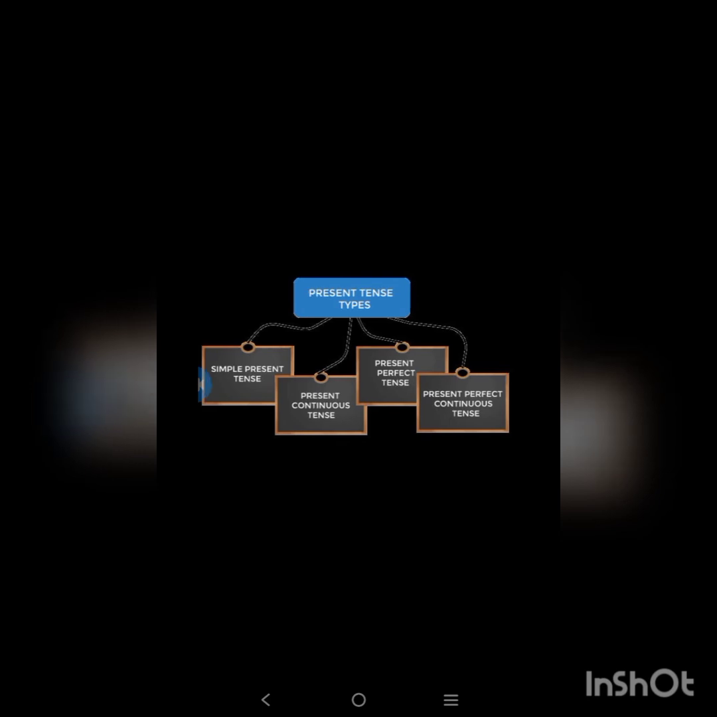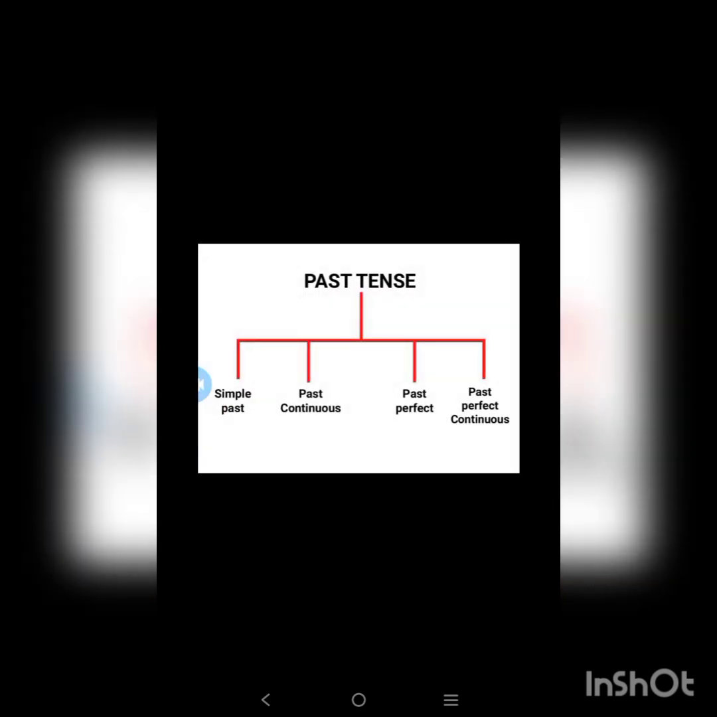Okay, and the next one is past tense, and past tense also has four types: simple past, past continuous, past perfect, and past perfect continuous. Okay, so in today's class we are going to see only two types of this. The remaining two we will see in the next class. Today we are going to see what is simple past and also what is past continuous tense. So first one is simple past.